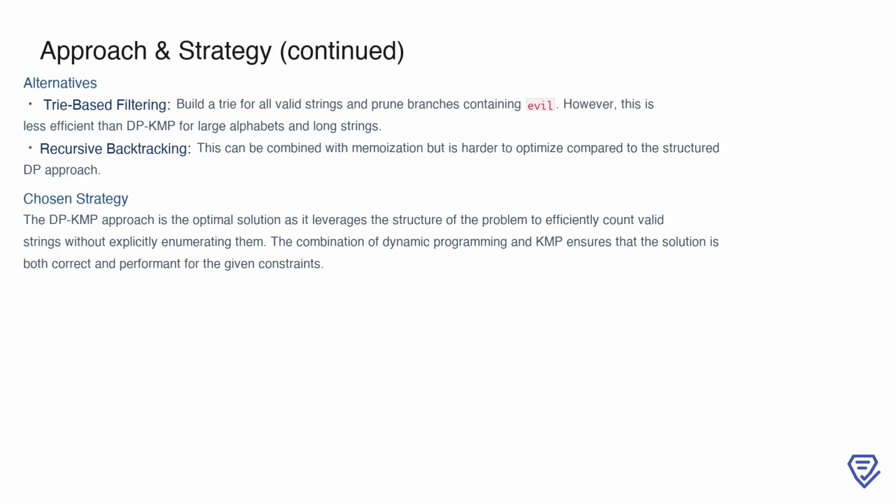Ultimately, the DPKMP approach is the chosen strategy due to its ability to leverage the problem's structure for both correctness and performance. By combining dynamic programming with the KMP algorithm, we can efficiently count valid strings without explicitly enumerating them. This ensures the solution remains scalable even for large constraints, making it the most practical and robust choice for this problem.